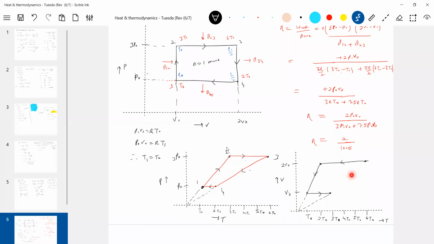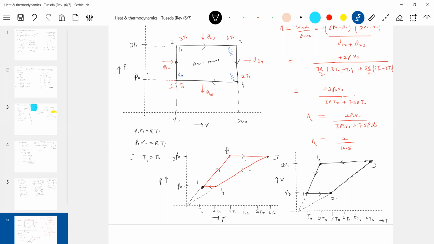It should be a straight line passing through the origin. I didn't plot it according to scale. Okay, fine. So this is the temperature. This is the PT graph and VT graph. All of you getting the idea?